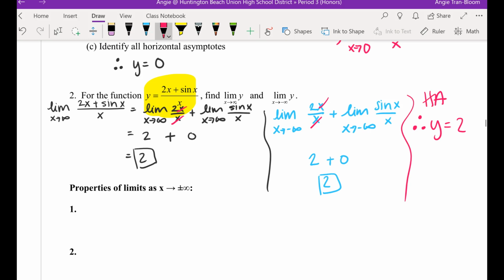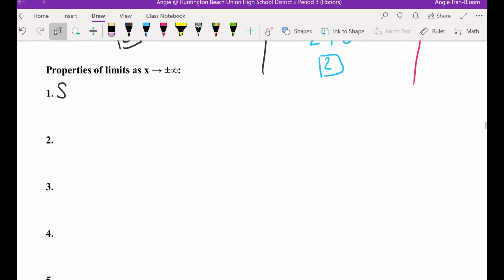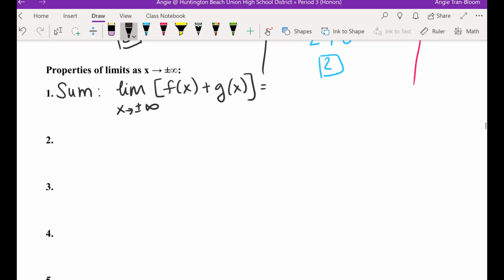All right. Now next we have properties for limits as x approaches positive or negative infinity. And just so you are aware, the properties are all the same as the previous one. Okay, so I'm just going to copy it over. So you're going to have the sum. And just like what you just saw, you can break that up. So the limit as x approaches either positive or negative infinity of two functions adding together, I can simply take them apart, okay, if it's easier to find the limits independently and then add them later.